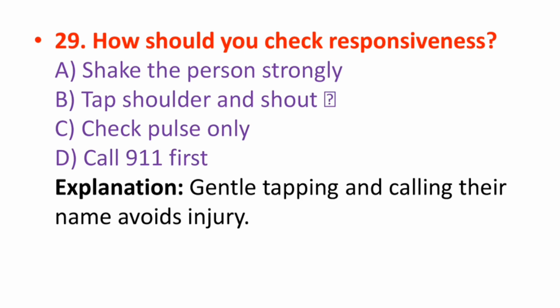How should you check responsiveness? Option A, shake the person strongly. Option B, tap shoulder and shout. Option C, check pulse only. Option D, call 911 first. The correct answer is option B, tap shoulder and shout. Gentle tapping and calling their name averts injury.